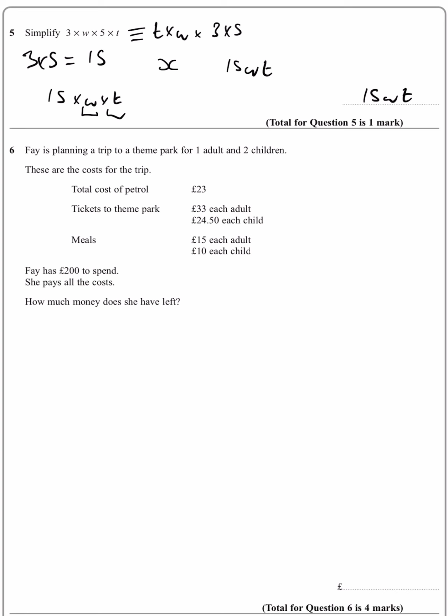Just an important thing to point out, this is a non-calculator paper, so all arithmetic will have to be done by hand. So she has £200 and she has to be within the budget for one adult and 2 children. Obviously, she is going to be in the budget. Now we have to calculate the change. So 1 adult and 2 children.